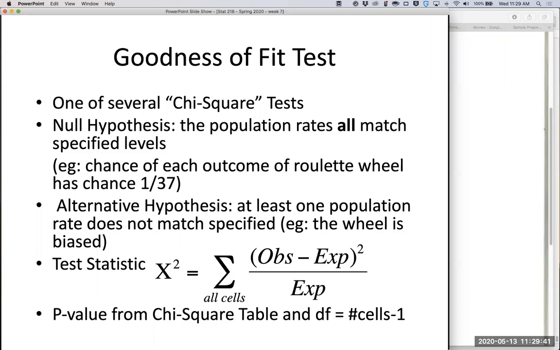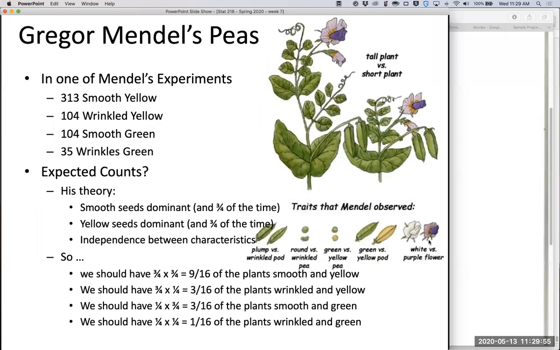Square that. Well, that's easy to do. And you'd say 37 different possible categories, 36 degrees of freedom. We're not going to do that because that'd take way too long to sum across 37 possibilities. We're going to talk about Gregor Mendel and his peas.